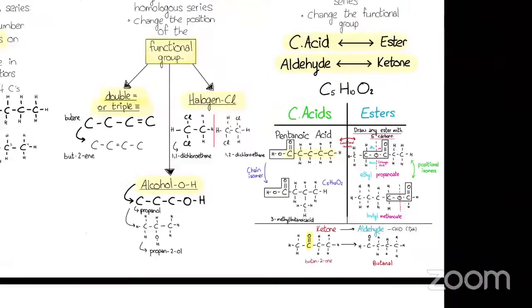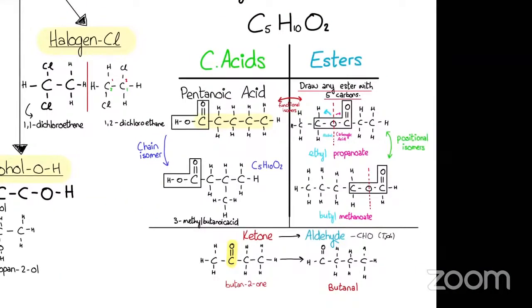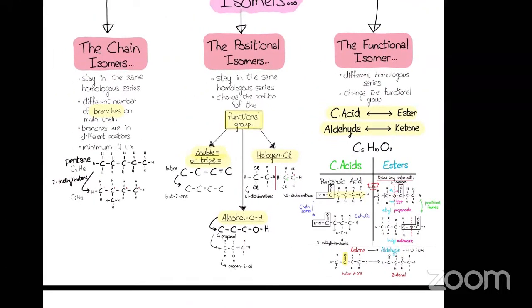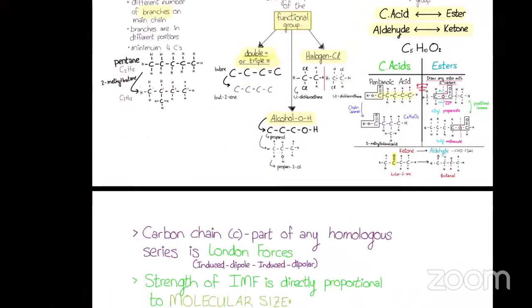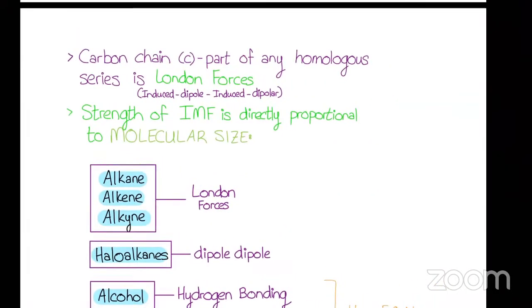Cool. So that's isomers, guys. That's all the isomers you need to know: chain, positional, and functional. Within positional, we have double or triple bonds, or we just have the different examples. And then functional isomers are between carboxylic acid, ester, aldehyde, and ketone. All right, isomers done. So let's move on to intermolecular forces.